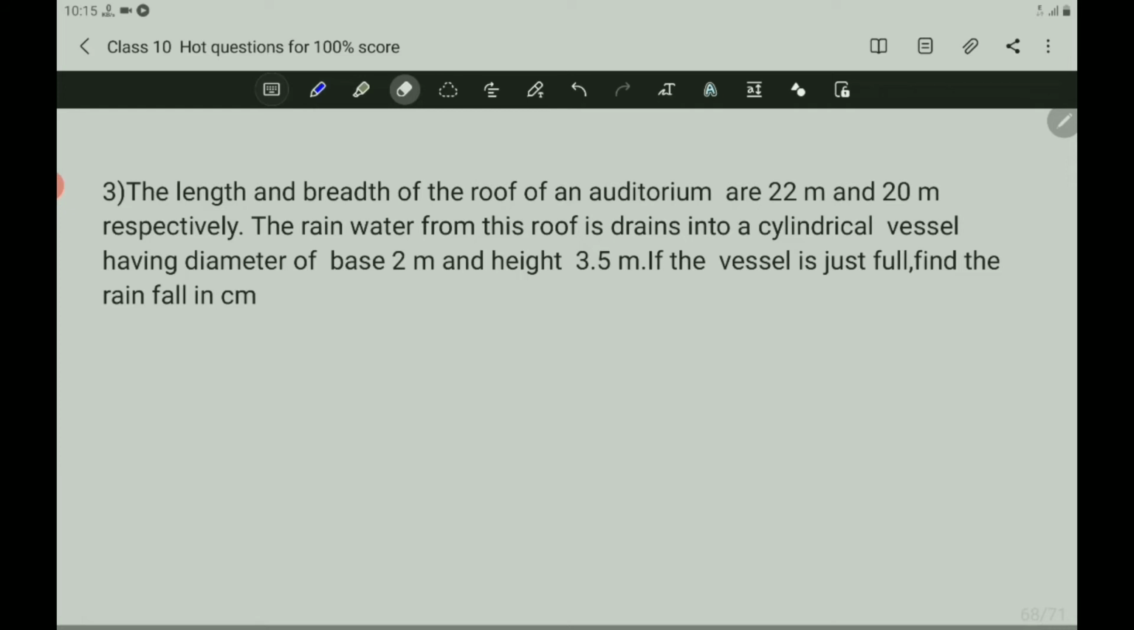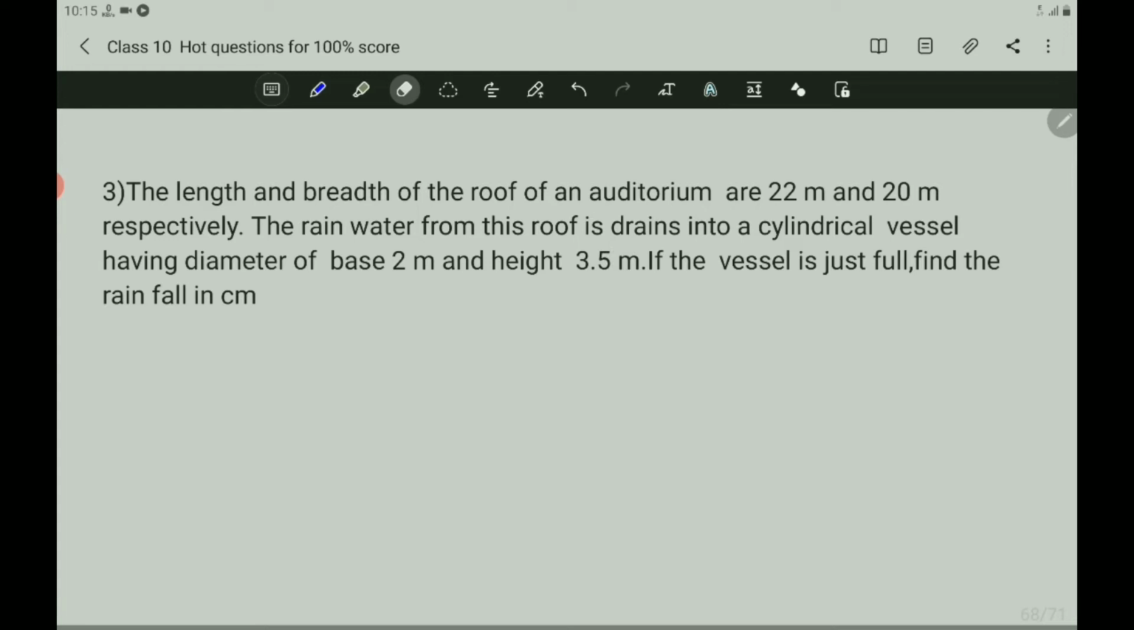Here it is said that the length and breadth of the auditorium is given. Length is 22 meter and the breadth is 20 meter. And the rainwater from this roof drains into a cylindrical vessel. And what is the diameter of the cylindrical vessel? That is 2 meter and height is 3.5 meter.